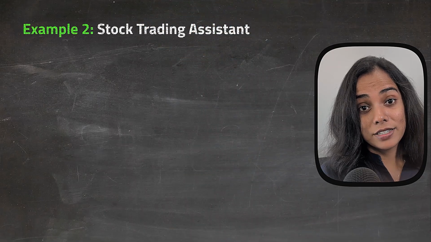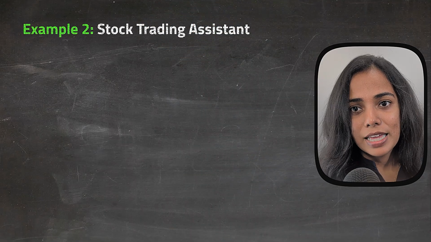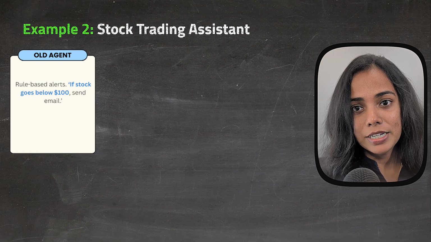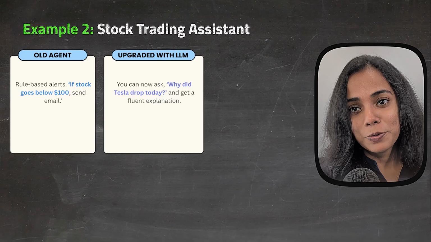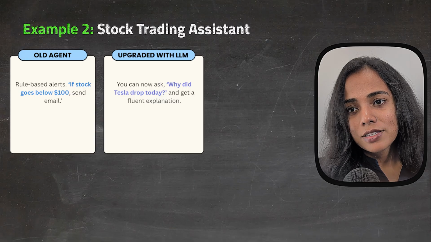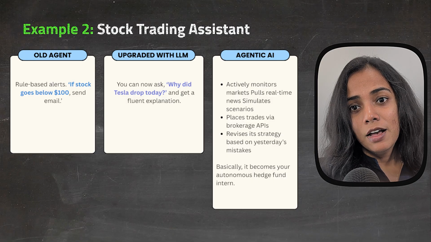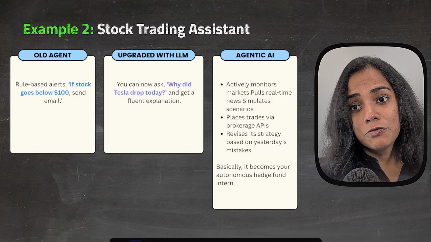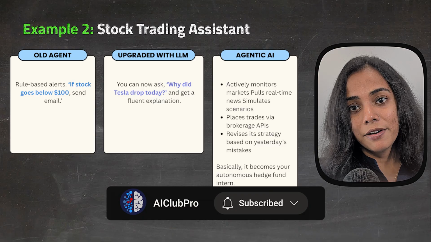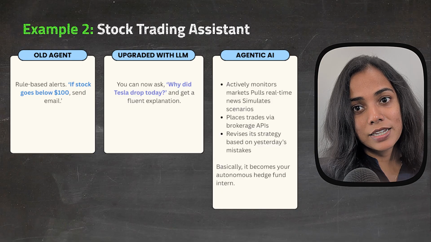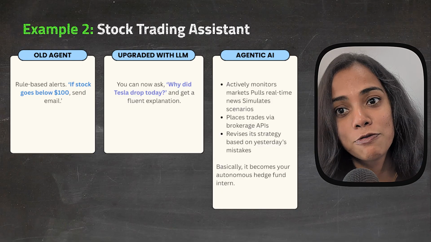So, similarly, there are other examples like you could have a finance bot who is a stock trading assistant. So, the old agent is based on rules like if a stock goes below $100, then you receive an email, right? But if you upgrade it with an LLM, then you could just ask it, why did Tesla drop today? And you would get a very fluent explanation. It will actively monitor the markets, it would pull real time news, it would simulate scenarios, and then essentially it would revise the strategy based on the mistakes it has made. Basically, it becomes your autonomous hedge fund intern.